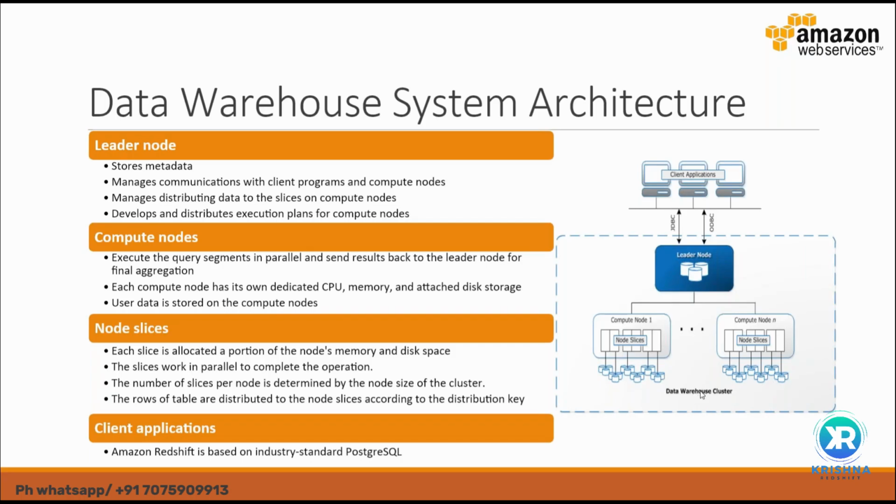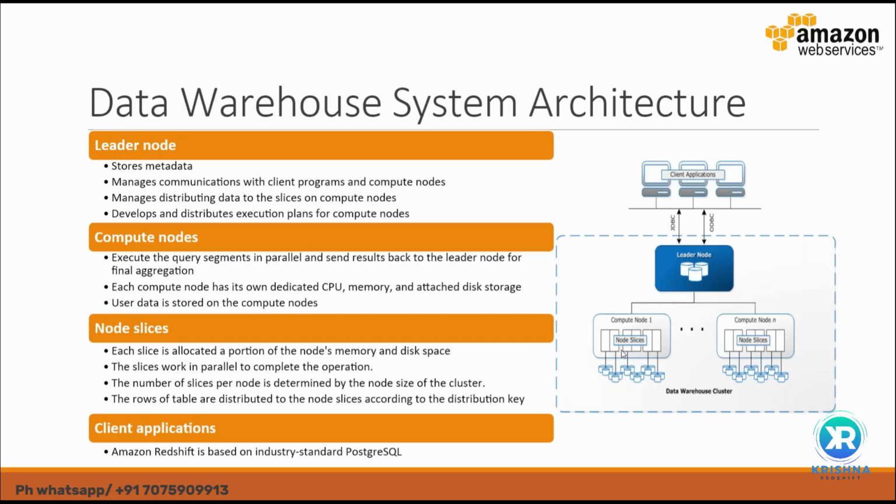Right now we should say that every node will have slices within it, and those slices are responsible for processing the data that comes to the node. For example, if Redshift has 10 nodes, and here node means compute node, and each node will have some slices. The number of slices will depend on what type of node you are using.